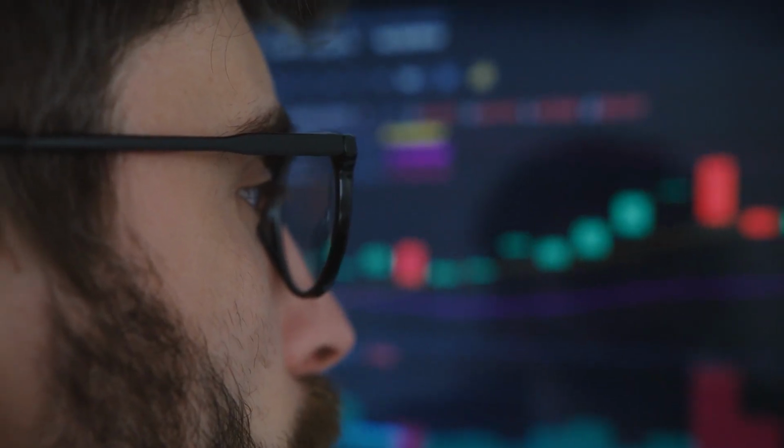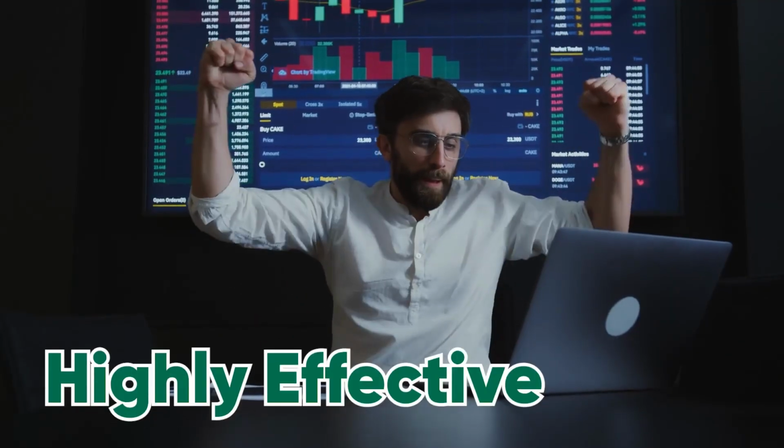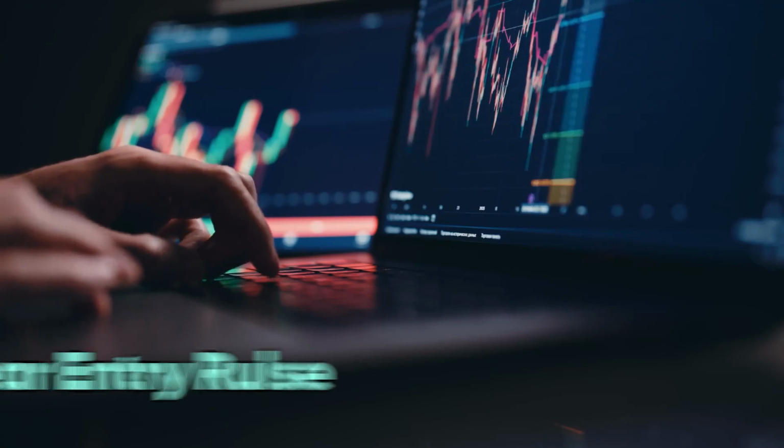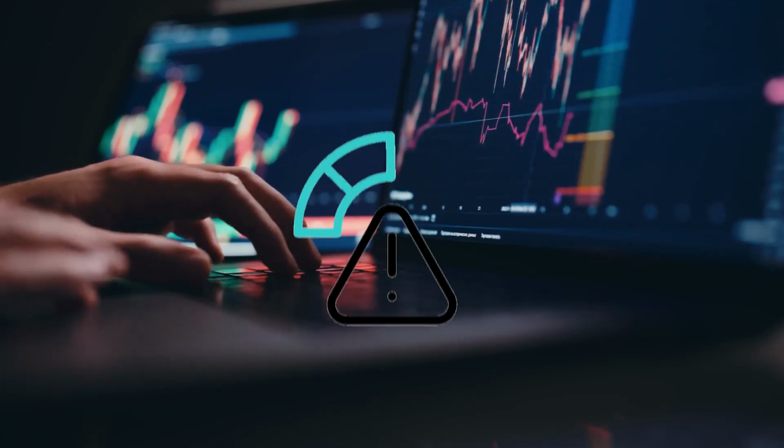This trend reversal strategy is simple yet highly effective. It allows you to catch reversals with confidence, follow clear entry rules, and manage risks properly.